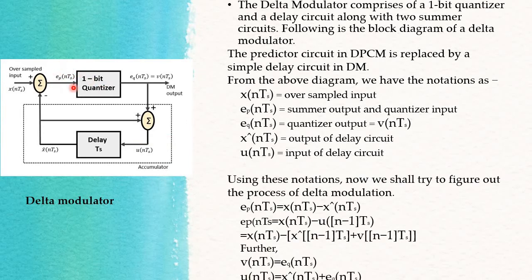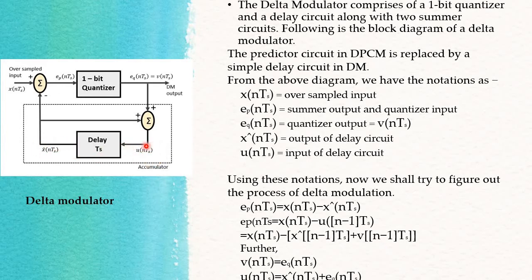The input to the E_P(nTs) is nothing but X(nTs) and X bar(nTs). These two signals are combined and given to E_P(nTs). Now E_Q(nTs) is a quantized version of E_P(nTs). X bar(nTs) is nothing but the U(nTs) signal given to the delay circuit, so it is given by U(nTs minus Ts). There is a delay of Ts, so that is your X bar(nTs).